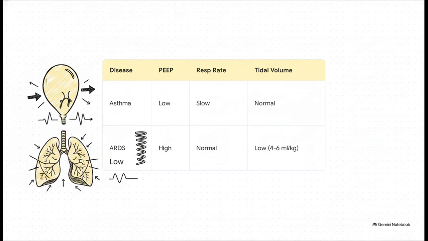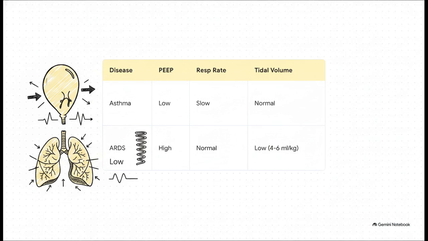The primary problem there is trapped air. You must use a slower respiratory rate to give them plenty of time to exhale fully alongside a low PEEP to prevent dynamic hyperinflation, which is also known as auto-PEEP. On the complete opposite end of the spectrum is ARDS, or acute respiratory distress syndrome. Here, the lungs are incredibly stiff and prone to total collapse, so you must use aggressively high PEEP to force them open, combined with very low tidal volumes, around 4 to 6 mL per kilo, to protect the fragile tissue from tearing.